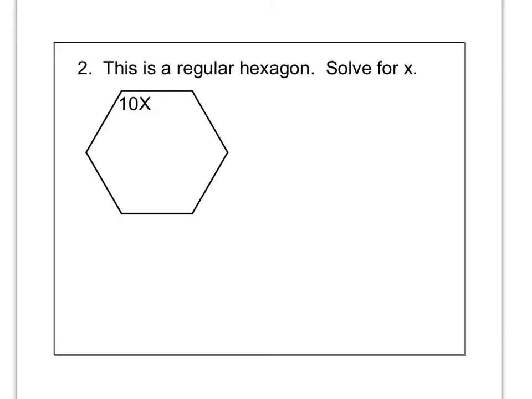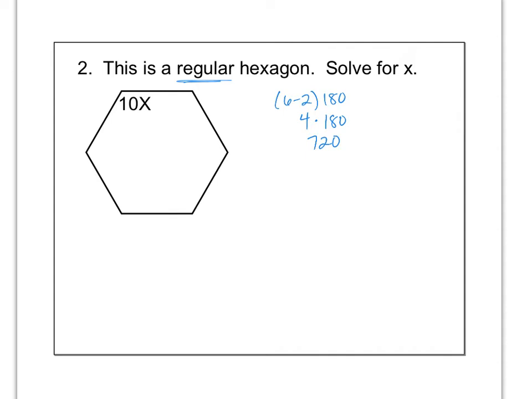Please try number 2. So hexagon is 6 sides. If it's regular, that means all of the angles are the same size. So think about a hexagon. It has 6 sides, so 6 minus 2 times 180 is 4 times 180, which is 720. So all of the angles add up to 720.